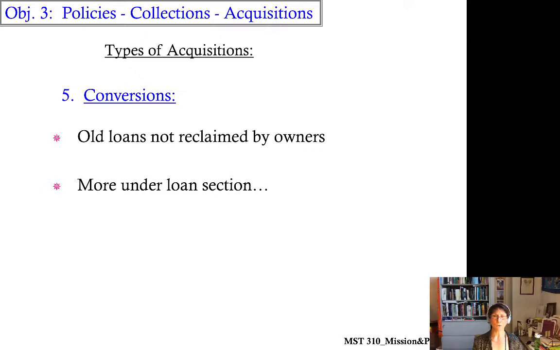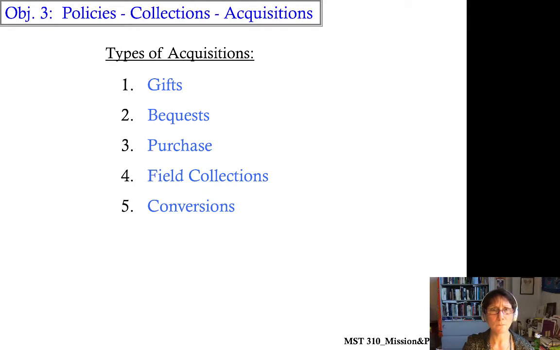failing that, what you can then do after a certain time period, once a certain statute of limitations has run out, is actually take ownership of those objects. And so there is a legal process whereby you can file paperwork to say, okay, these objects are now ours. So there's gifts, bequests, you can purchase items, field collections, and conversions. These are the different types of acquisitions that you should be familiar with.